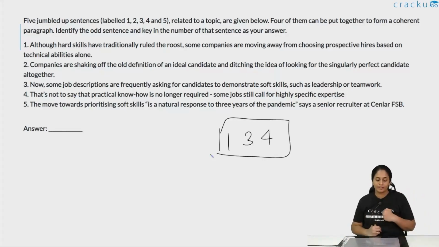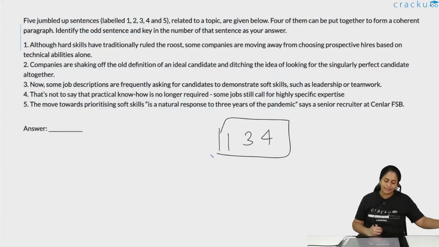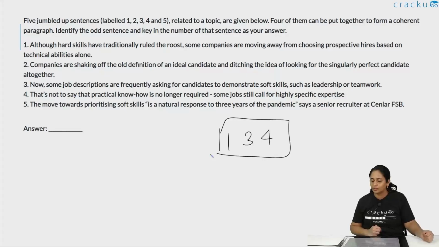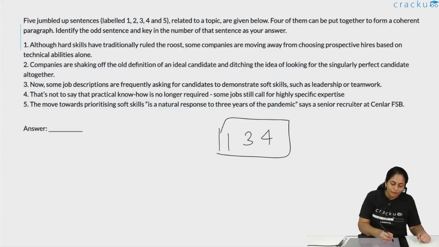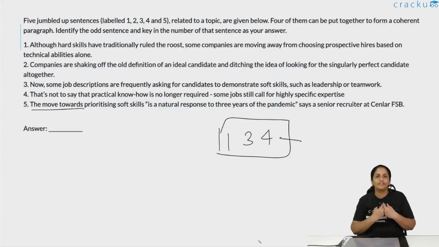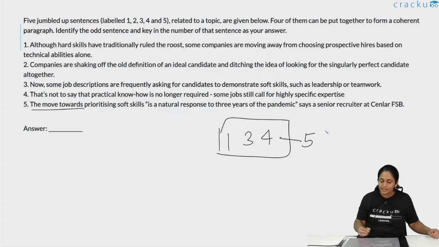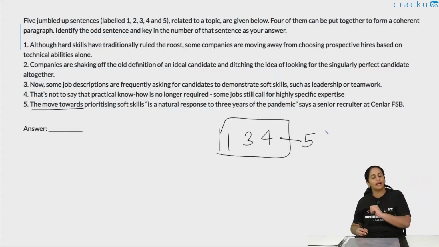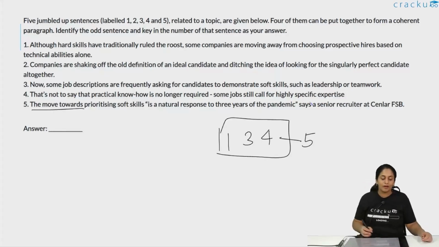Let's take a look at 5 instead. The move towards prioritizing soft skills is a natural response to 3 years of pandemic, says a senior recruiter at Sennar FSP. So 5 explains 1, 3, 4. Now 5 explains what is the reason behind it. Now soft skills are super important because of the pandemic. People didn't have any face-to-face time. Now soft skills have become very important. So 5 essentially continues with what 1, 3, 4 has said. So the order should be 1, 3, 4, 5. These are part of the same paragraph. 2, which talks about a tangential idea, is the odd one out.